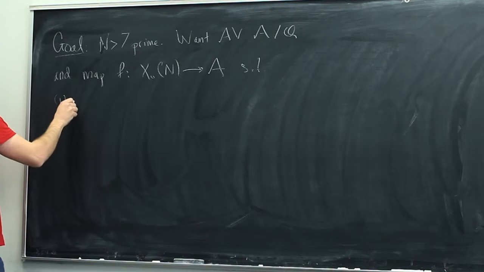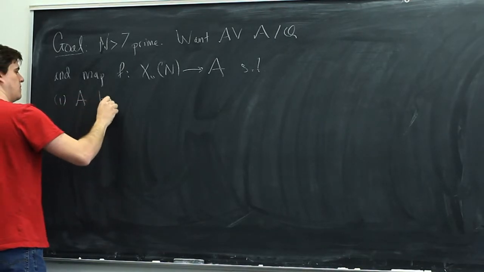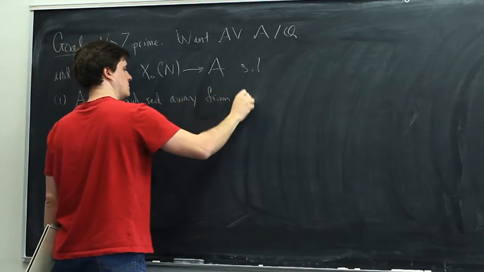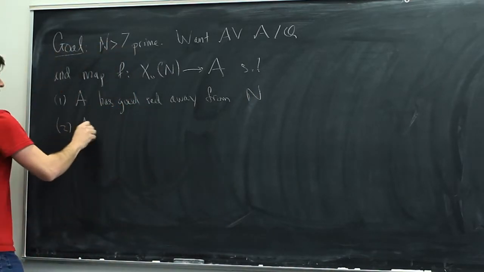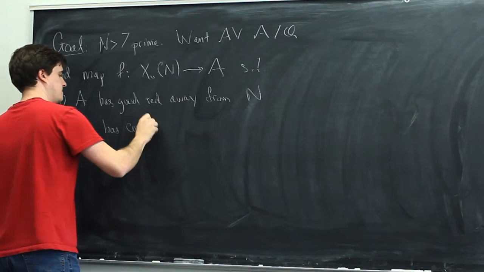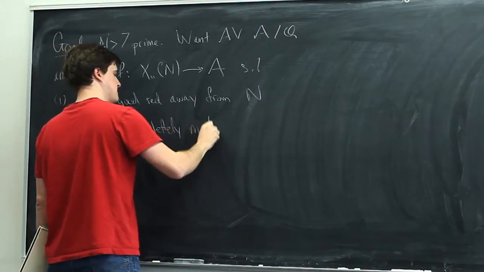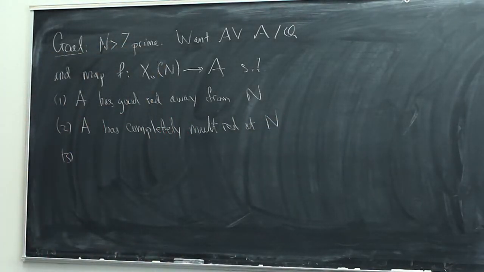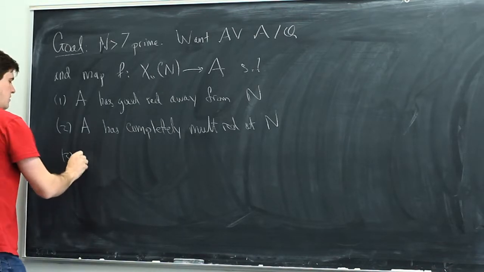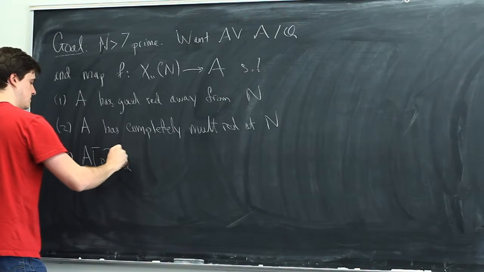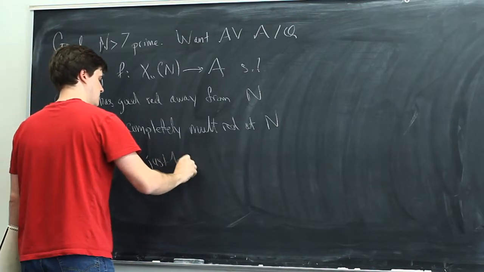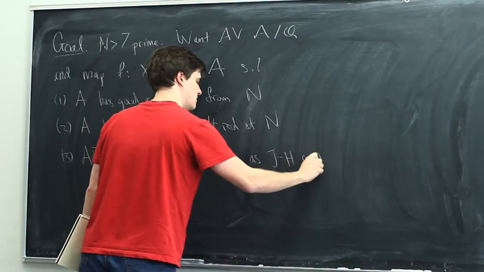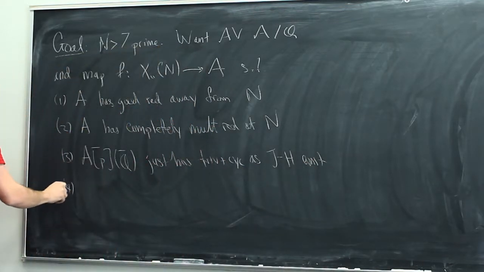So first was that A needs to have good reduction away from n. Two is that A has completely multiplicative reduction at n. The third was that if you look at the Galois representation on p-torsion, it's just made out of trivial representations in the cyclotomic character. And then the last condition was that F separates the two cusps.